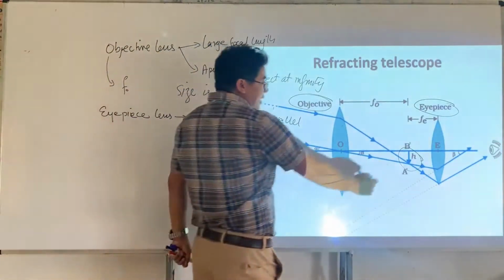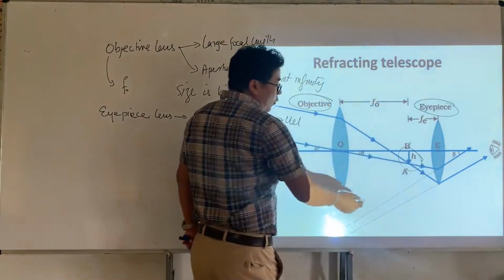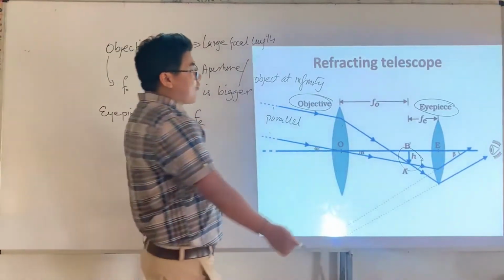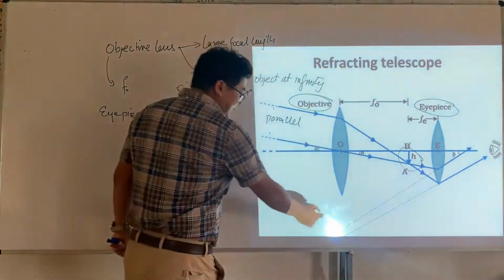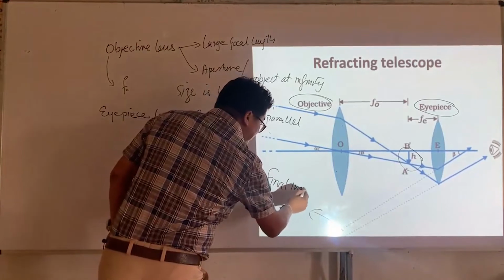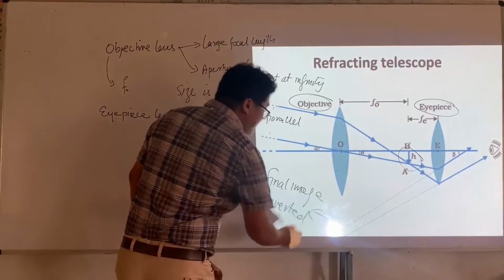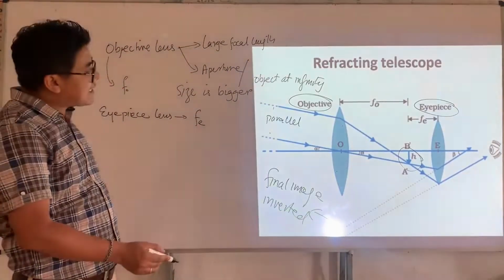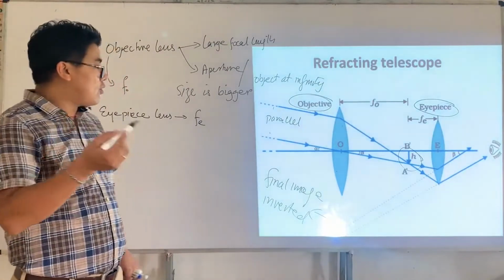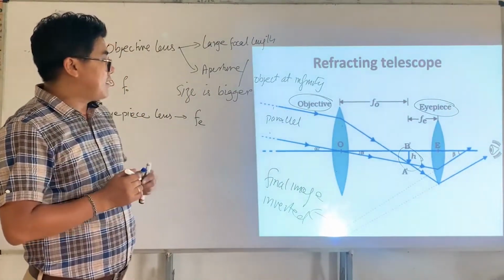And now look here, since this acts as an object for the eyepiece, we are going to get the final image. Again, the final image is inverted. This is the final image, which is inverted and which is at infinity, if you are going to keep the image at the far point. So this is the point.